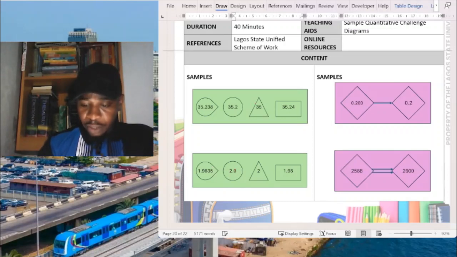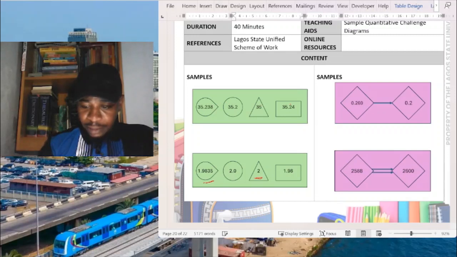If you look at the triangle for the first one, 35.238, now you have 35. And that means that we're rounding to the nearest whole number. So triangles are for rounding to the nearest whole number. Let's just confirm. 1.9835 in the second example, rounding off to the nearest whole number.